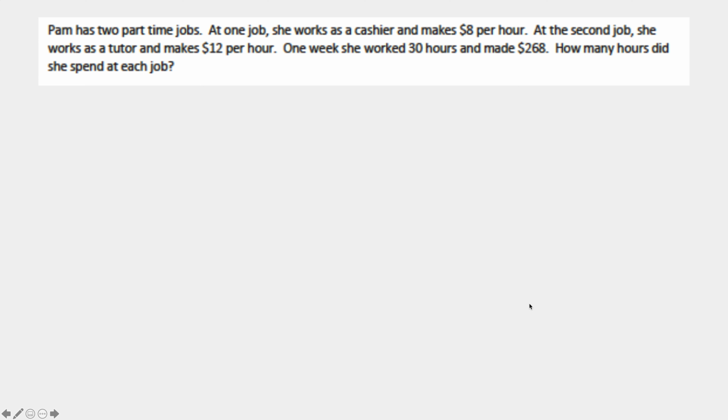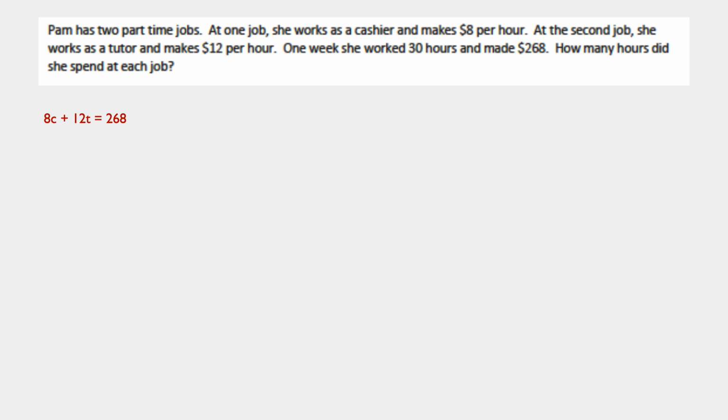So, first thing says 8 times the amount she makes as a cashier, because it's $8 an hour, and 12 times what she makes an hour as a tutor, gives her a total of $268 during the week. And the other part, that part's pretty easy. I don't think kids have a real hard time with that.